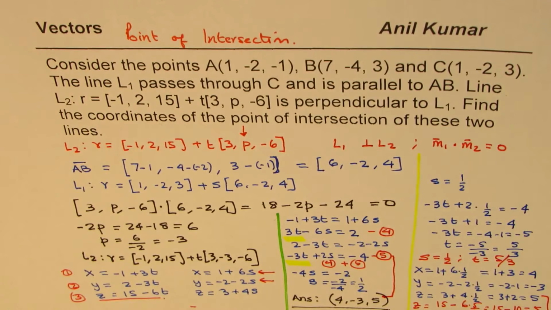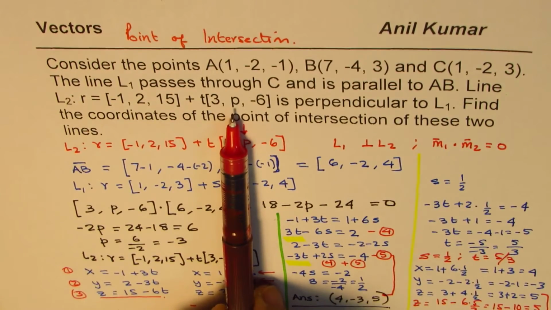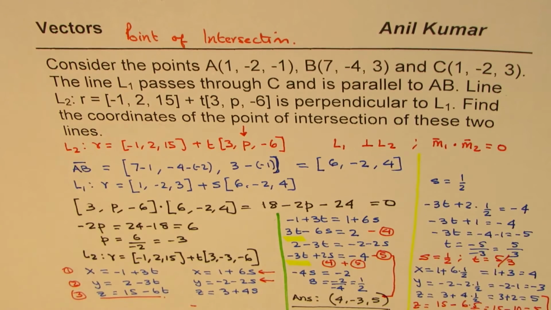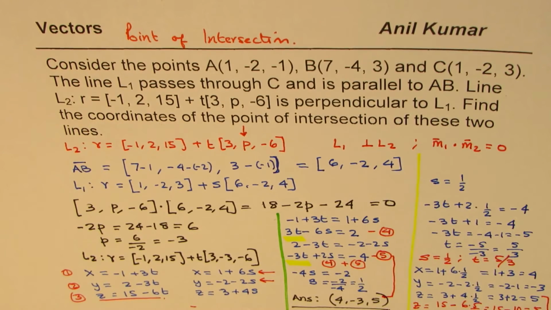I hope all the steps are absolutely clear. This question is very important. First, we found the equation of the line from two given points that gave us the direction. The third point defined the position. We found a parameter also, knowing that the two lines are perpendicular, and then we solved the equations to find the point of intersection. I'm Anil Kumar, and I hope you're enjoying this review and understanding this topic, vectors, especially when applied to equation of lines.